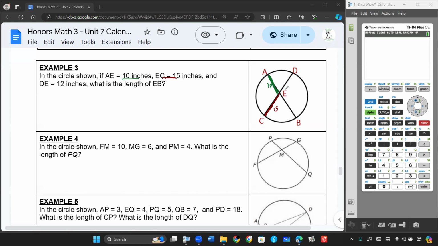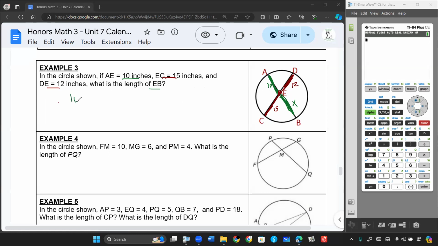Now that's going to be along this one as well. So I'm going to keep that the same color. We're going to put 12. And notice the ones that are in like a dark brown red, they're following the same chord. And what we want to find is EB. We'll call that one green. EB is what we're looking for here. We'll call that X. Notice that the 10 and the X are in the same chord. The 15 and the 12 are in the same chord.